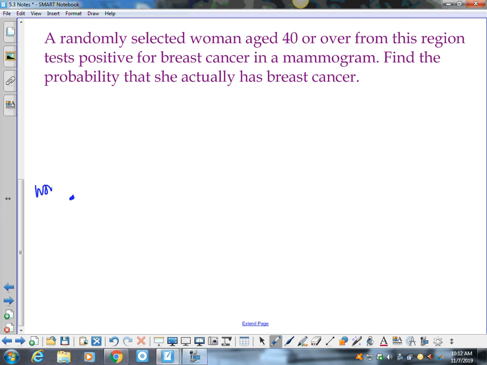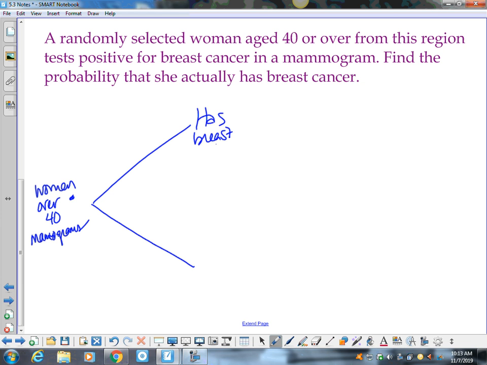stop is women, and this is over 40, and this is who has mammograms. Okay, so either the woman has breast cancer or they don't. That's the first event.